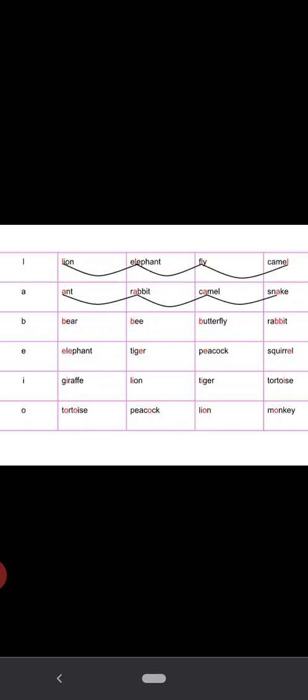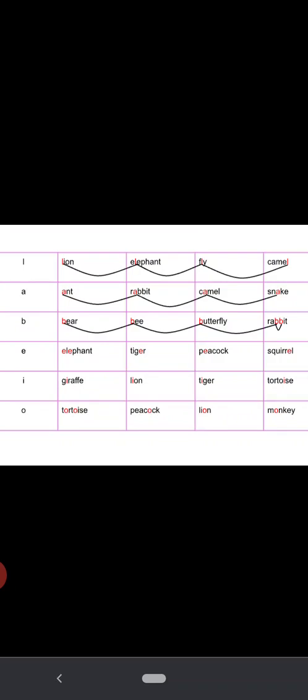The next letter that is given is B. So let us join all the B's together from B in bear to B in bee. Now B in bee to B in butterfly. And from B in butterfly to B in rabbit. Now in rabbit there are 2 B's. So let us join the next B also along with it. Okay. Now we will come to next letter, that is E.